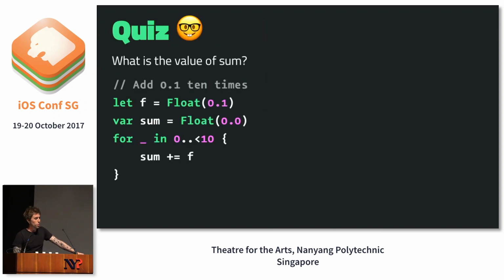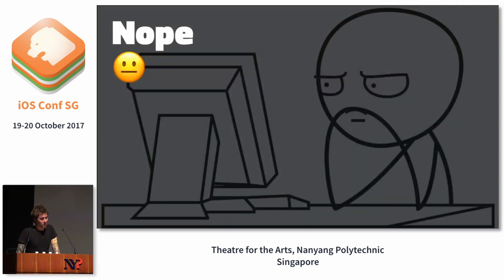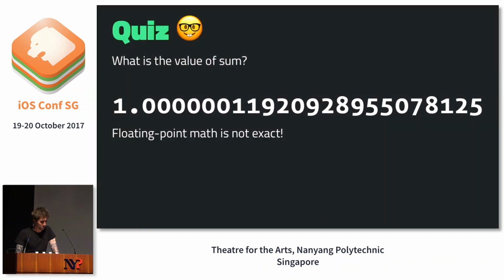So let's take a quick quiz. What's the value of sum in this case? So we start with sum, it's 0, it's exactly 0. We have 0.1, we're going to add it 10 times. So add 1/10 10 times. 1.0? 0.999. Lots of guesses, yeah. It's not 1.0. That's for sure.